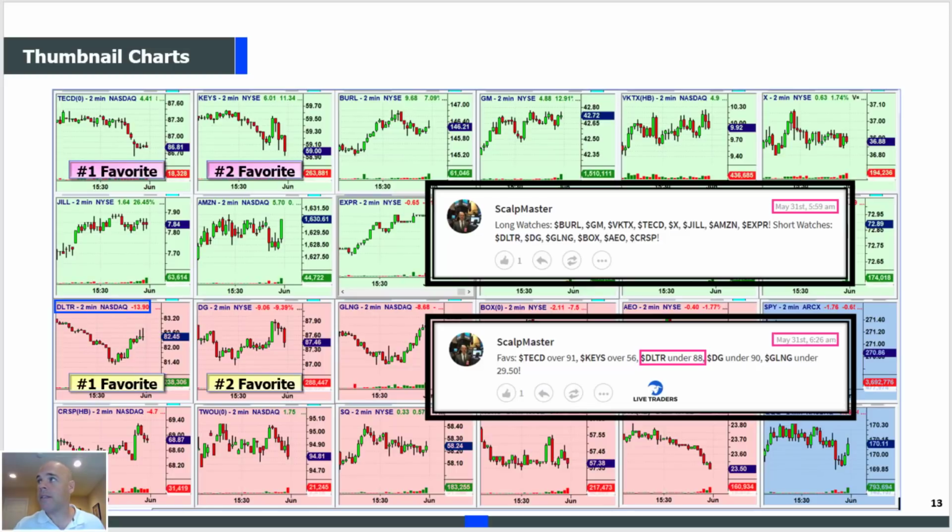Now what you'll see here, guys, is the gap list, long watches, short watches, and then note, under the gap list, this is posted on StockTwits, okay? Under the gap list, you'll see my favorites. Favorites: Tech D over 91, Keys over 56, Dollar Tree under 88, DG under 90.